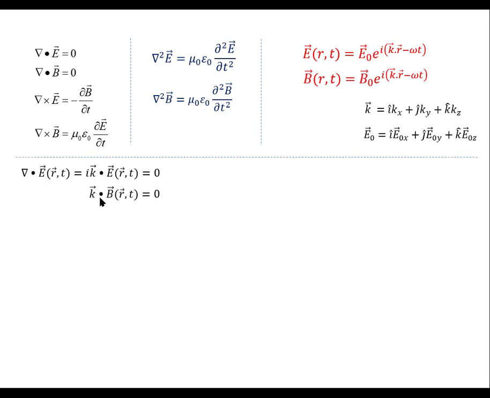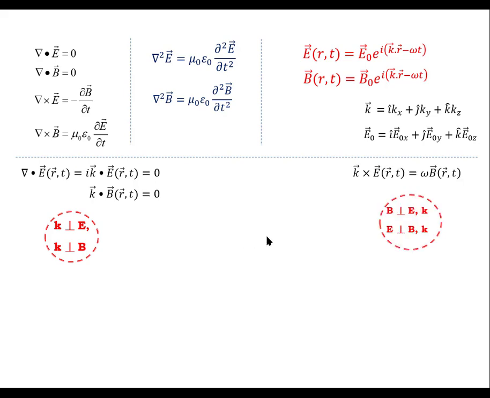In that, the relation between K, E and B was found by placing E and B solutions in Maxwell's equations, and that gave the conclusion that E and B are perpendicular to the wave propagation vector. We have also found this relation by putting these solutions of E and B in the third and fourth Maxwell equations, and its conclusion is that B, E and K all are mutually perpendicular.